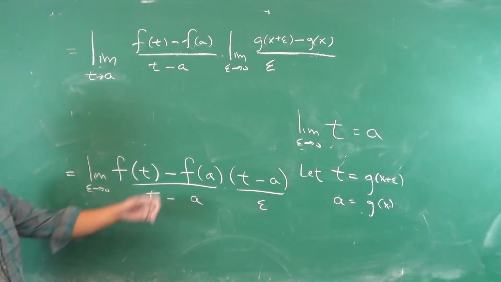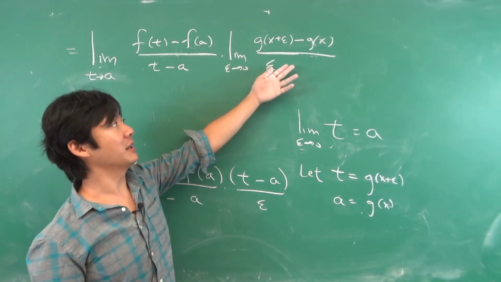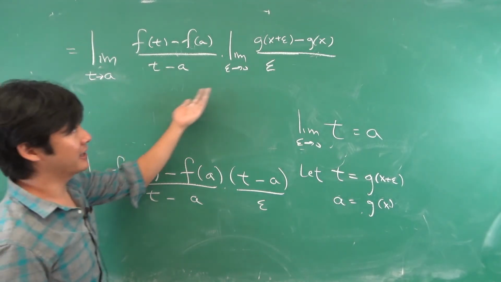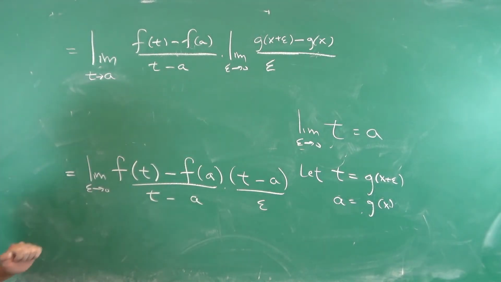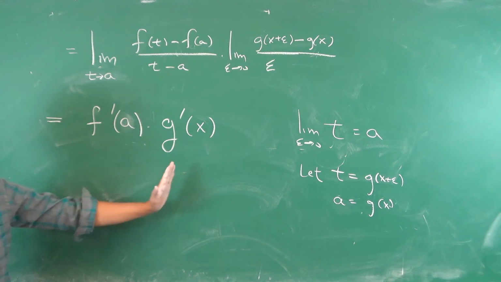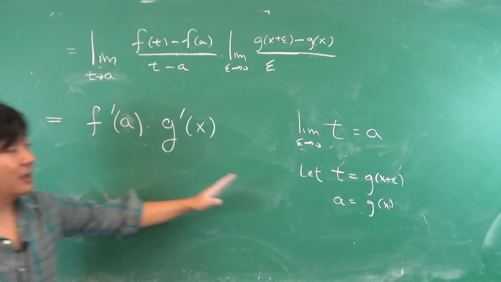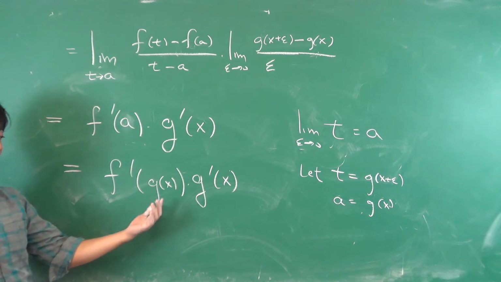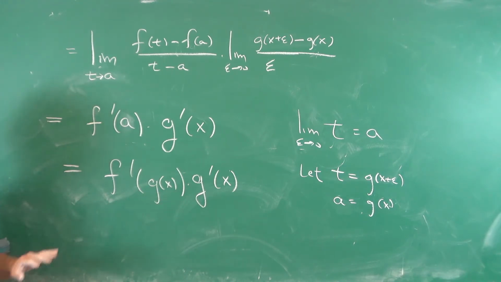So we get g of x plus epsilon minus g of x divided by epsilon. But notice that these are exactly the definitions of the derivative, and we assumed f and g are differentiable. So this becomes f prime of a times g prime of x, but a is g of x, so therefore we have f prime of g of x times g prime of x. So this is the chain rule.